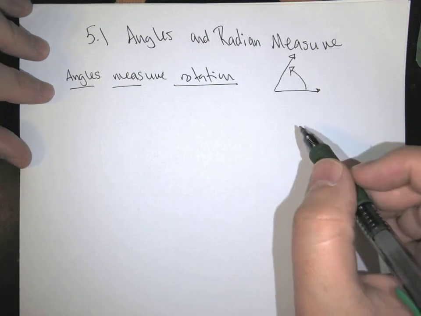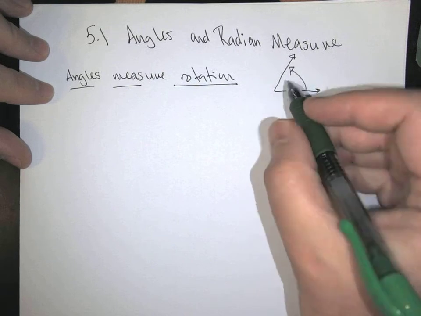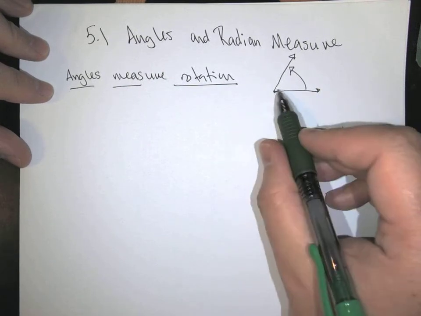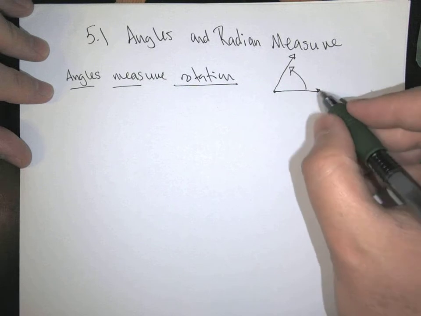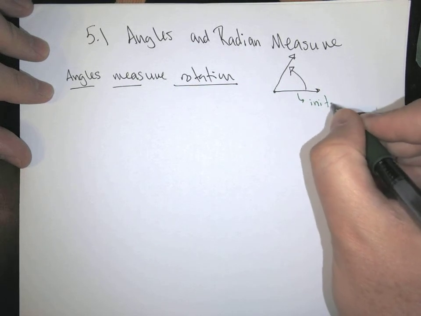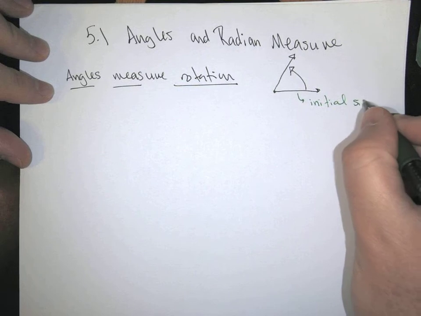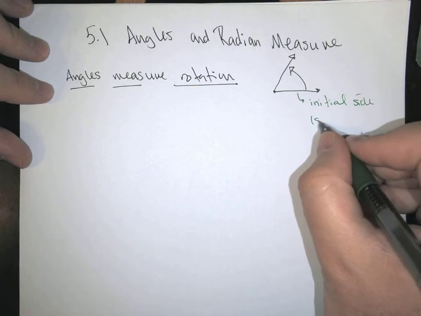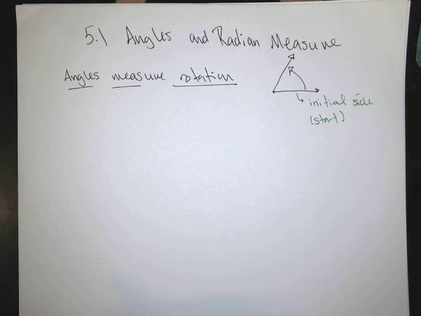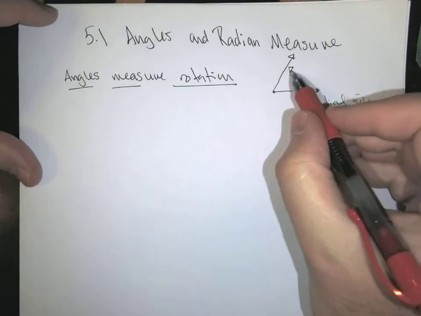So the way we represent an angle is this. It's the intersection of two rays. A ray is like a half line, so it's heading out in one direction. This side is what we call the initial side, meaning the starting side. The side up here, right?